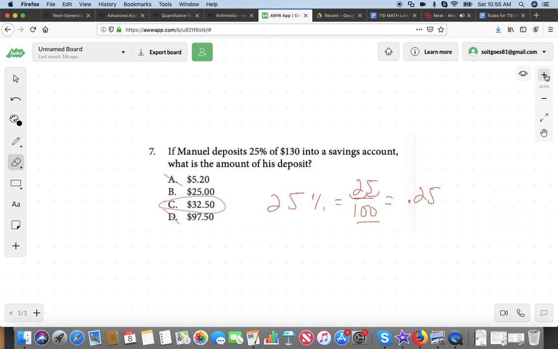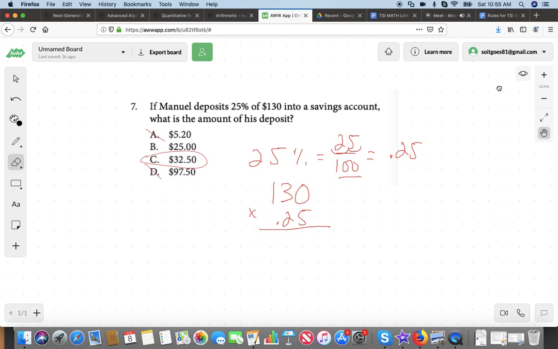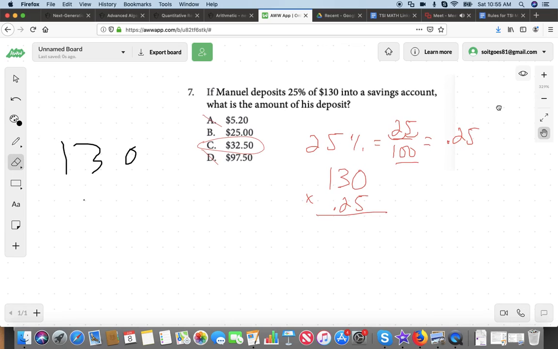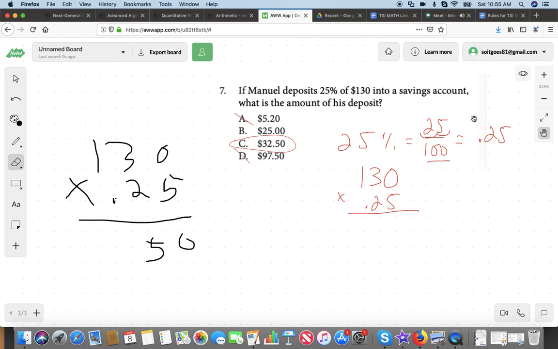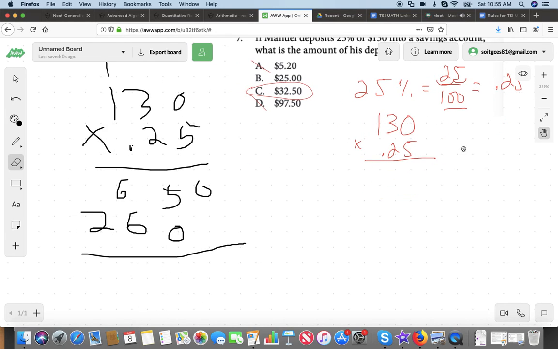So then you can multiply that 130 by 0.25. Can I see you do this? Yeah. Let me see you do it. Looking good. Well, hold on. Okay, you're good. I see what you're doing. You're good. Beautiful. We got 2 digits to the right of the decimal place, so we move the decimal over 2 spaces, 32.50. Beautiful. We confirmed it.